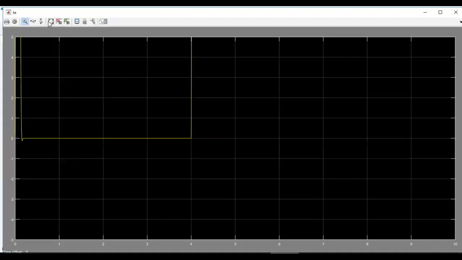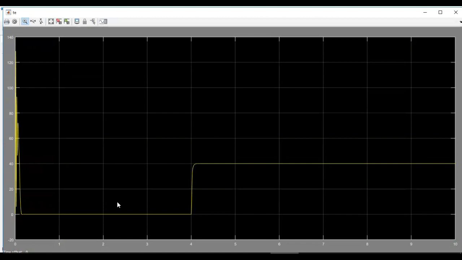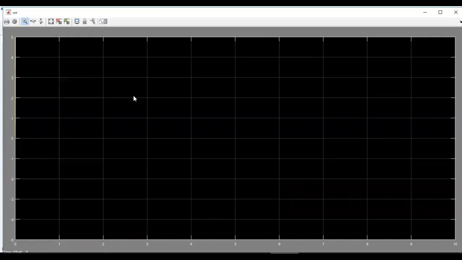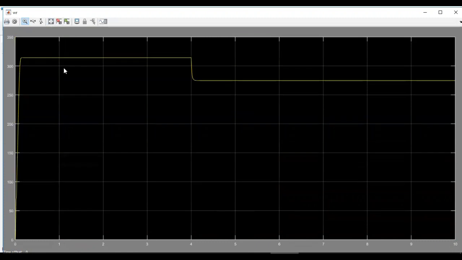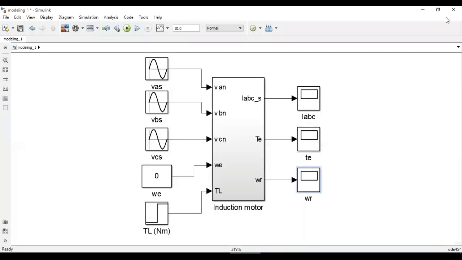Similarly, we can also check the electromagnetic generated torque. Before 4 seconds, no load was applied, so zero torque was being generated by the motor. But after 4 seconds, a torque of 40 Newton meter has been generated by the motor to satisfy the load. Similarly, we can also check the rotor mechanical speed of the motor. Here you can see before 4 seconds, the motor was running at higher speed up to 320. But when we apply load at 4 seconds, the speed of the motor has slightly reduced. So it has come below 300 radians per second.